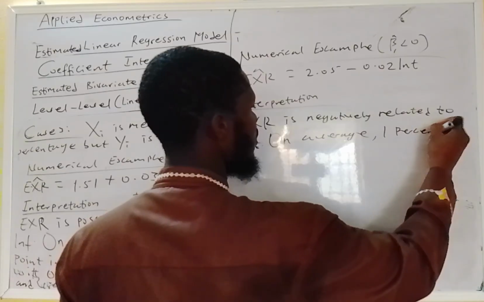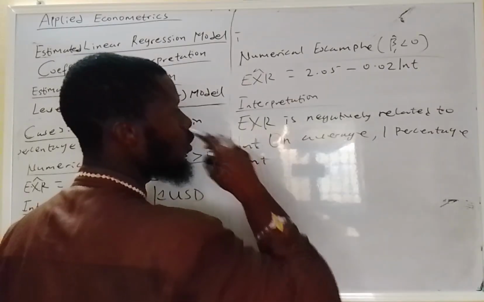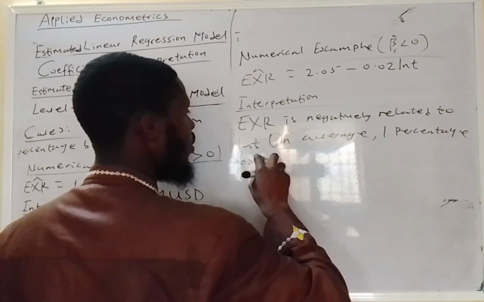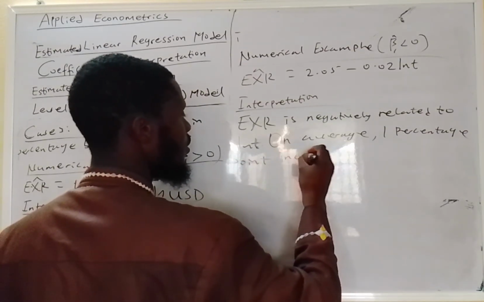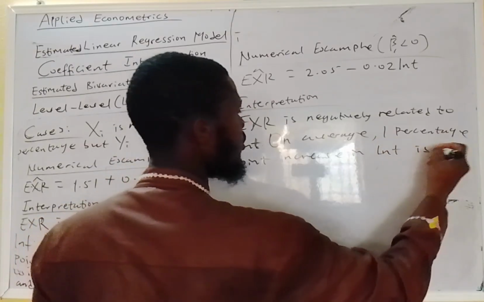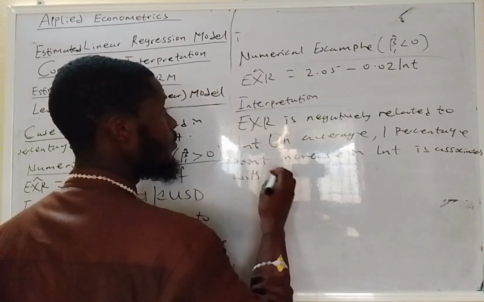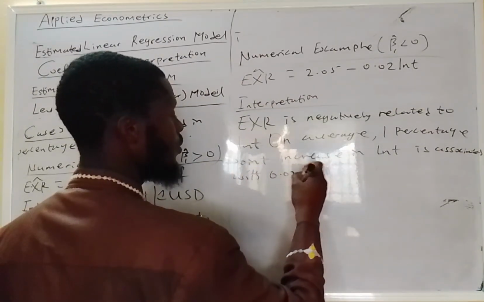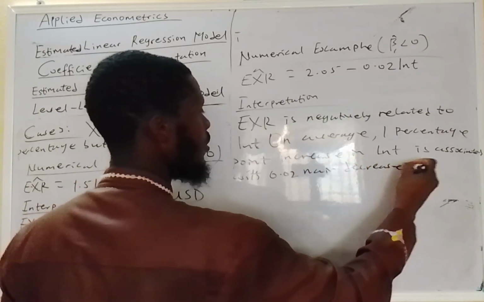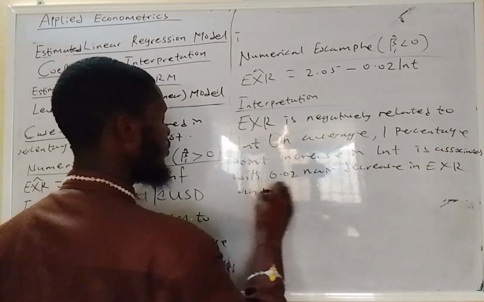1 percentage point. Why percentage point? Because interest rate is measured in percentage. A 1 percentage point increase in interest rate is associated with a 0.02 naira decrease in exchange rate, and vice versa.